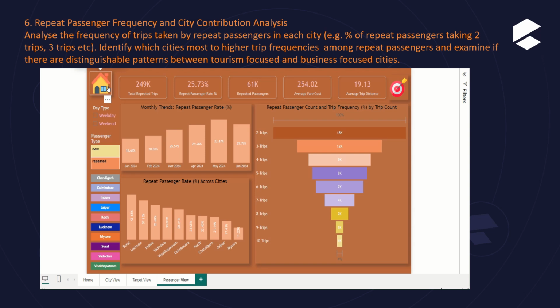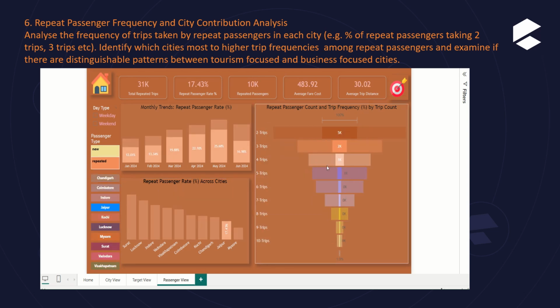Repeat passenger frequency and city contribution analysis. We look into this visual, we see that two trips has the highest number of trip count with 18,429, whereas the trip frequency is 30%, while the least being the 10 trips. The city with the highest two trips is Jaipur.